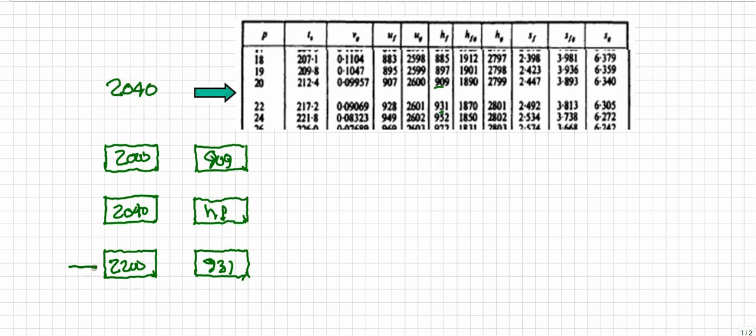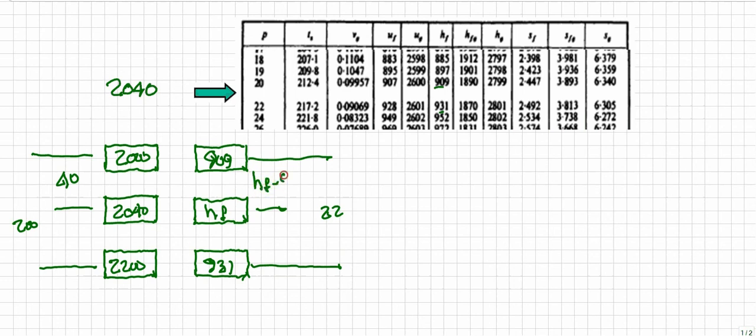Now let's do some differences. 2200 minus 2000 is 200. 2040 minus 2000 is 40. There's those two differences. Over here, I've got 931 minus 909. I think that's 22. And for here, I'm just going to write down HF minus 909, and it allows us to set up a fairly straightforward ratio equation that way.